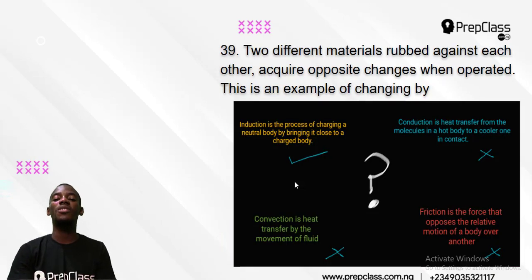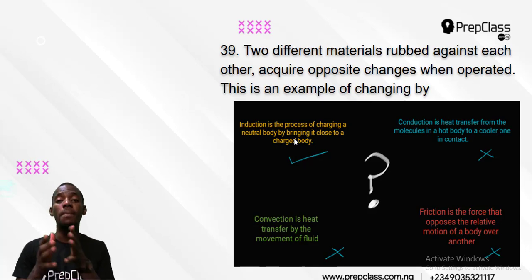Now let's check out the meaning of these terms. Induction is the process of charging a neutral body by bringing it close to a charged body, and that means induction is our answer. What I mean is that induction is how you charge a metal. You make a metal become a magnet by bringing it close to a magnet. If you bring a metal close to a magnet for long, the metal will become charged also. That process is called induction.